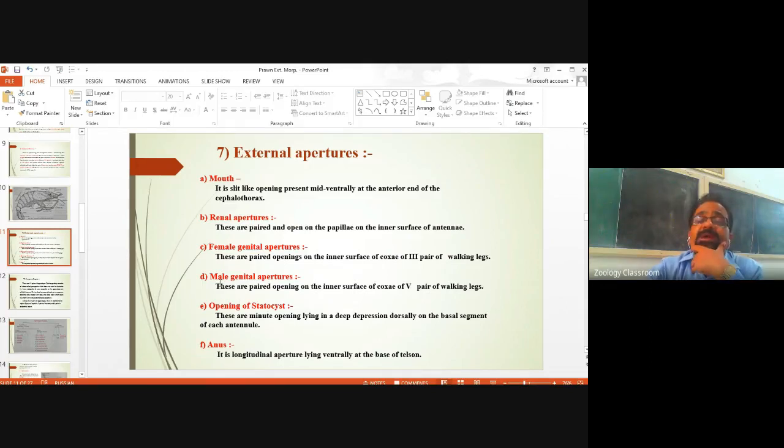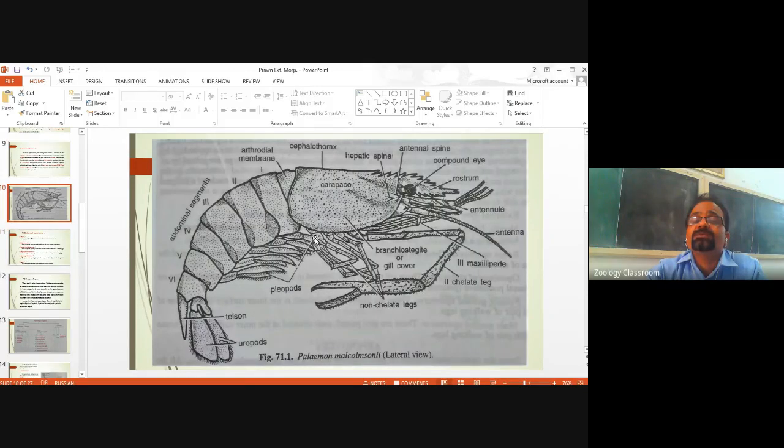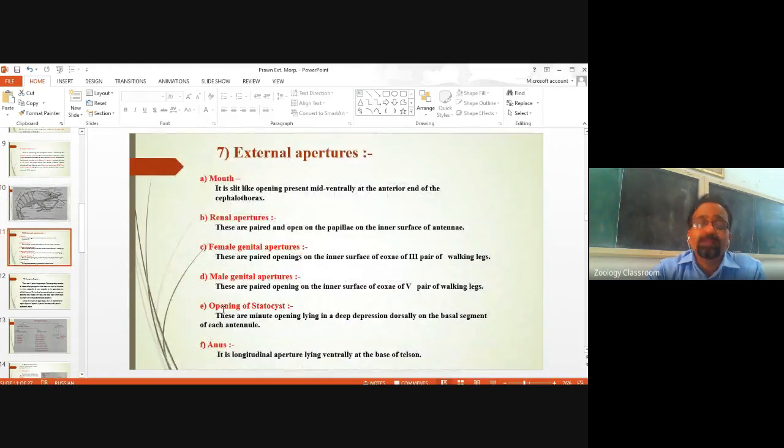Okay, male genital aperture is present at the inner surface of coxa of fifth pair of walking leg. शेवटच्या म्हणजे fifth. Last one इथं. Okay. Then opening of statocyst. मगाशी उल्लेख केला आपण statocyst while revising the sense organs of bivalve. Now another word, again the word here is statocyst, we are going to study.